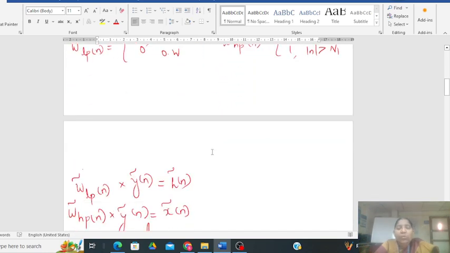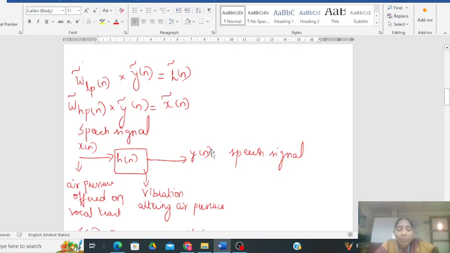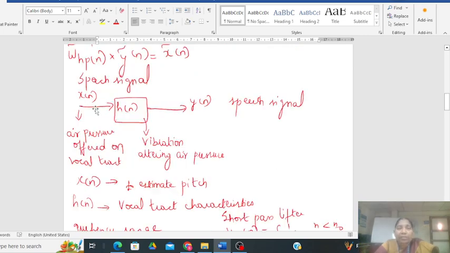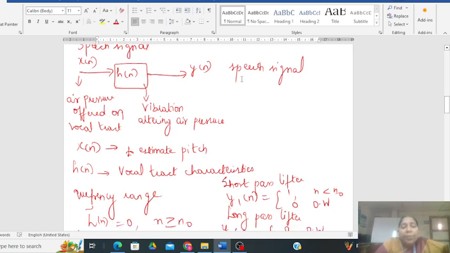Now in this homomorphic system, particularly in speech signal analysis, we can correlate each and every expression here. The x of n is like an air pressure, the source, which is offered to the vocal tract. And h of n is nothing but the vibrations which alter this air pressure, and y of n is the speech signal. The input signal x of n is used to estimate the pitch. h of n is used to determine the vocal tract characteristics. So if you want to analyze the speech signal, we use this homomorphic filter.